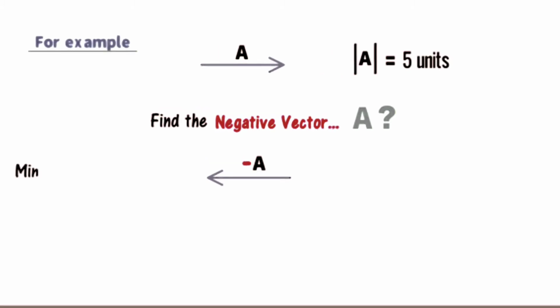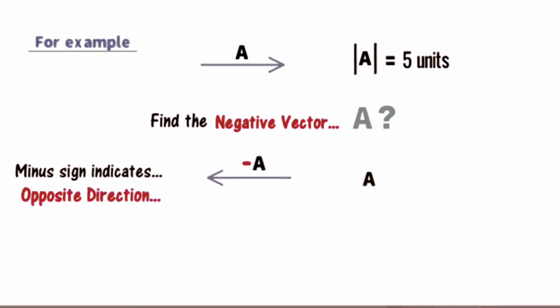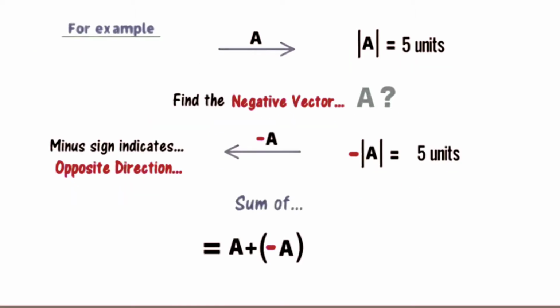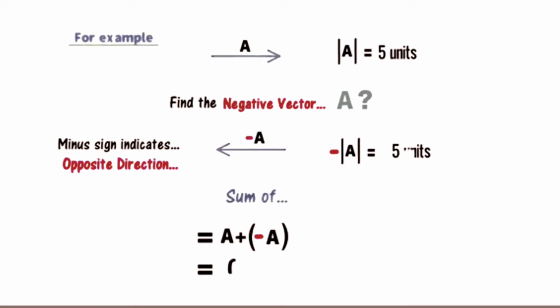Remember, minus sign indicates the opposite direction, and the magnitude of the vector A will remain the same, and that will be 5 units. And again, minus sign is telling me that this is in the opposite direction. And remember, the sum of A plus minus A is equal to 0, because A and minus A will cancel out, and I am getting 0, or the null vector.